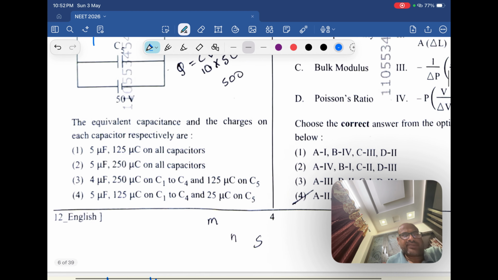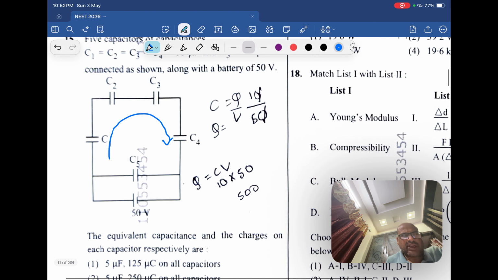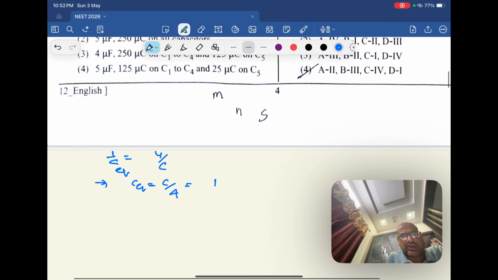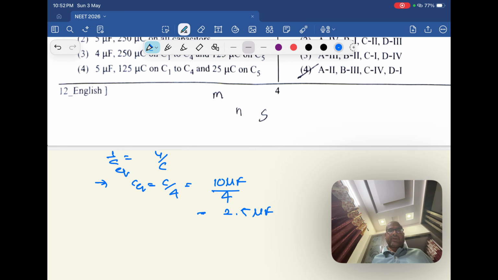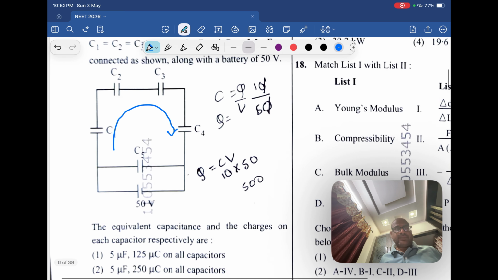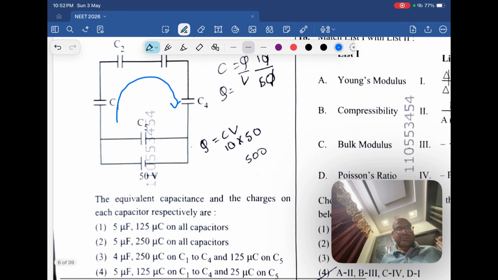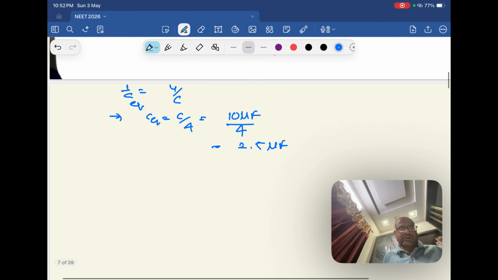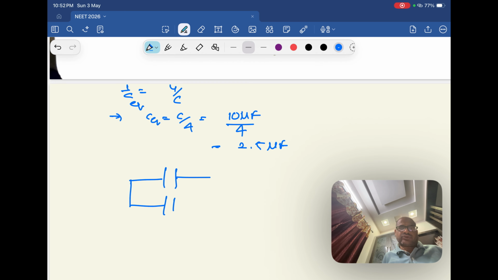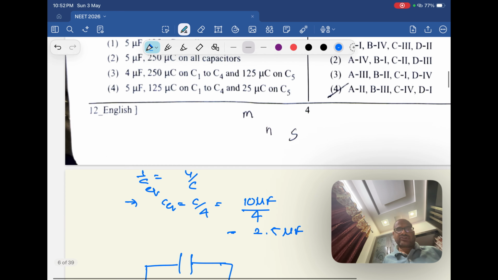Each value how much, beta? Each value is 10 microfarad. So this is 10 microfarad by 4, that is 5 by 2, which means 2.5 microfarad is the capacitance of the combination of the four. And then this is in parallel with C5, right? So this equivalent capacitor of the 4 is this one, and this is in parallel with 2.5 microfarad, and one more battery is here. I'm drawing it, cross check once.